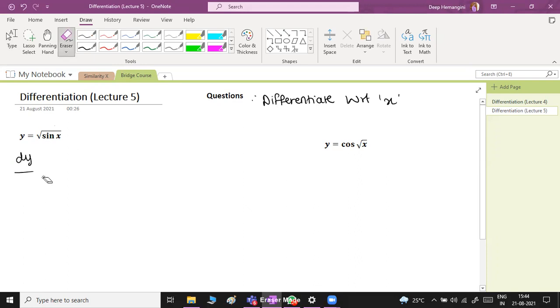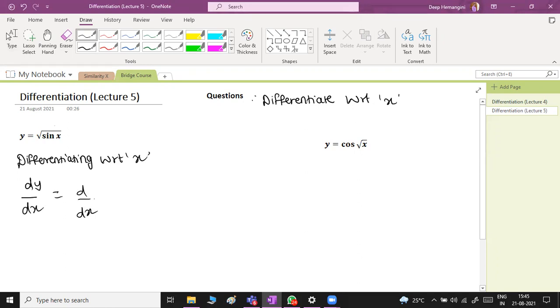First of all, since it is the first question, let me show it properly. Later on you all can just write. So first of all you need to write differentiating with respect to x. Okay. Then here it would be dy by dx is equal to d by dx of your function given, that is root sin x. Okay. After that you can just differentiate it.